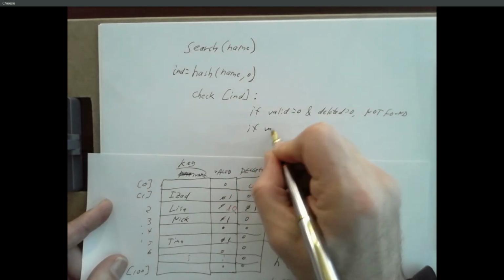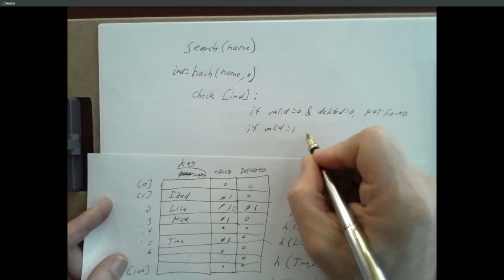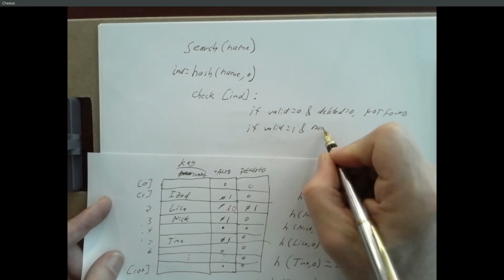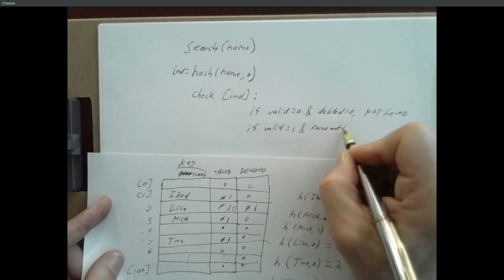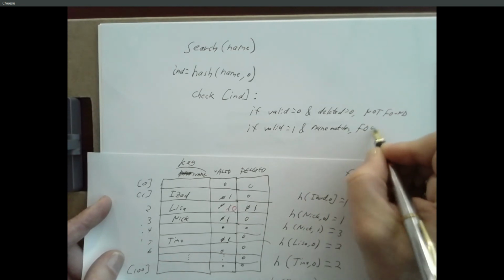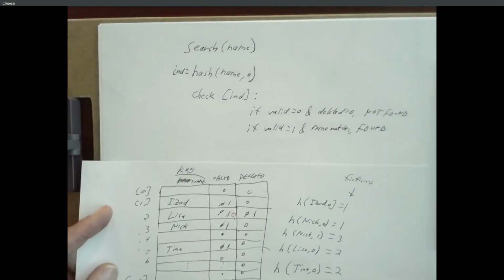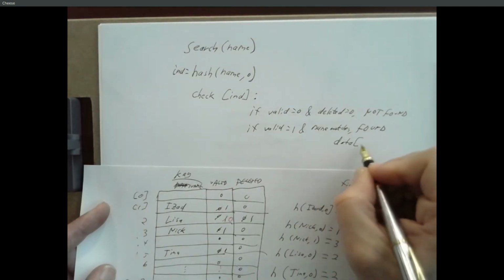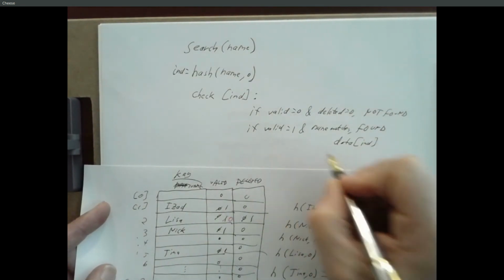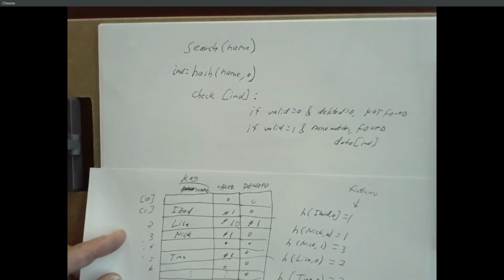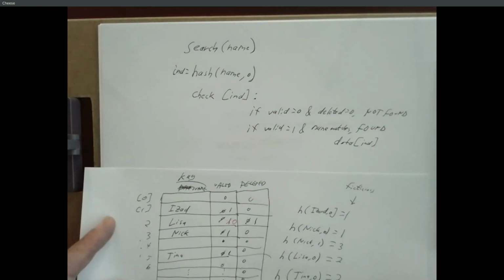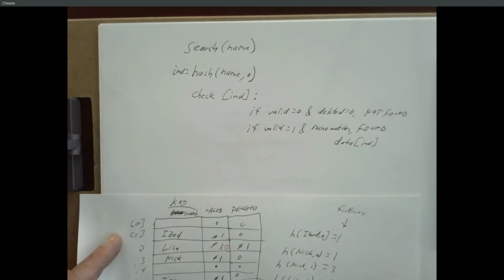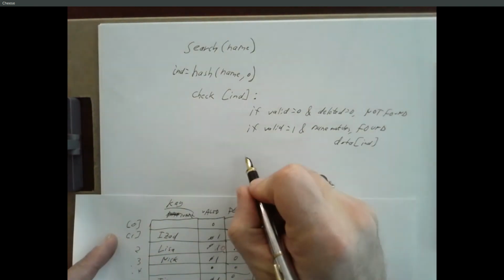Okay, if valid equals 1 and the name matches, then it's found. In this case, the data is in the data array at location index. So we can retrieve the phone number or office location or whatever we were looking for. So if valid is 1 and the name matches, it's found.